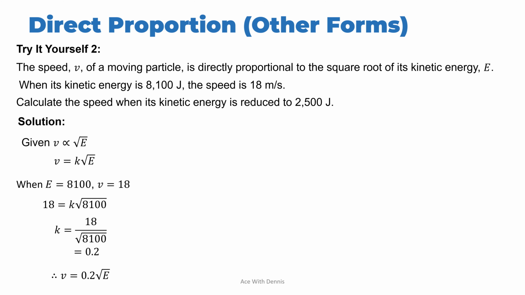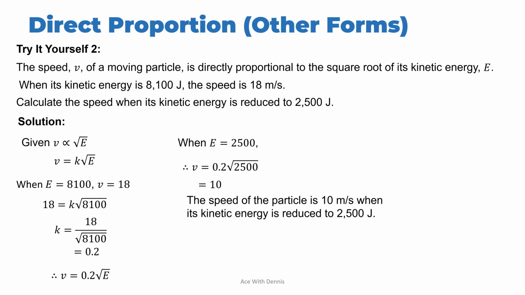Hence, the equation becomes V equals 0.2 square root of E. When E is 2,500, then V equals 0.2 square root of 2,500, and we get the value 10. Therefore, the speed of the particle is 10 meters per second when its kinetic energy is reduced to 2,500 joules.